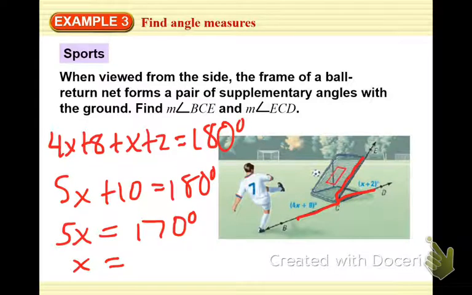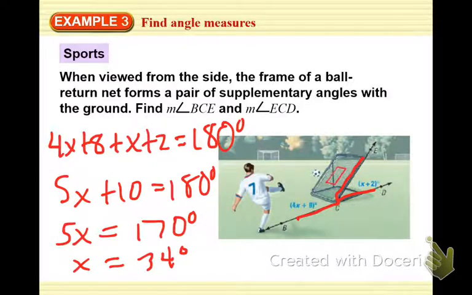5 goes into 17 3 times, with a remainder of 2. 5 goes into 20 4 times. 34 degrees is x. Am I done? No. What do I need to do? You've got to plug it in. Yeah, we have to figure out the angles. This is just x. We've got to figure out what those angles are.